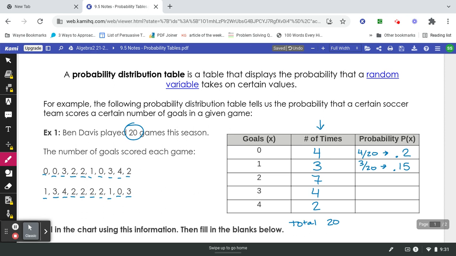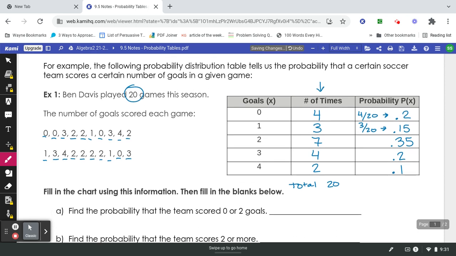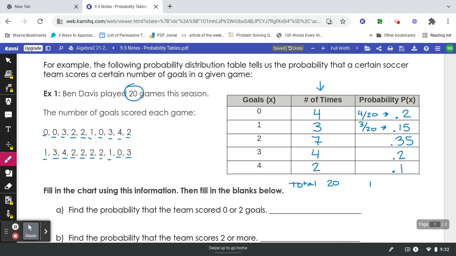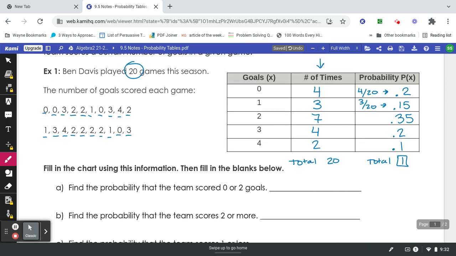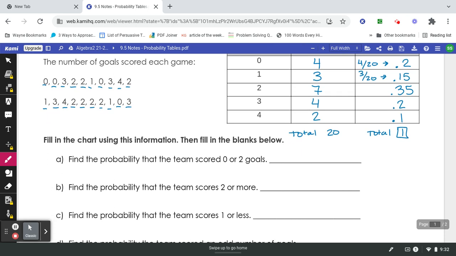And then the rest of those, I'll just go ahead and type into my calculator. 7 divided by 20, 0.35. 0.2 and 0.1. The thing about the probabilities, they will always total up to 1, always. So you could double check that at the end if you needed to, just add up all the probabilities. All right, so once we have the probabilities in, then we're just going to answer these couple questions.